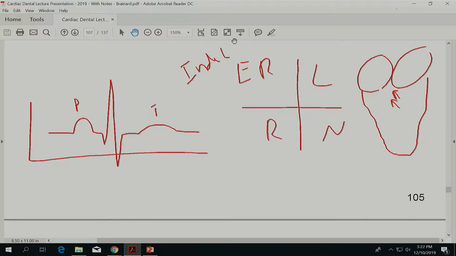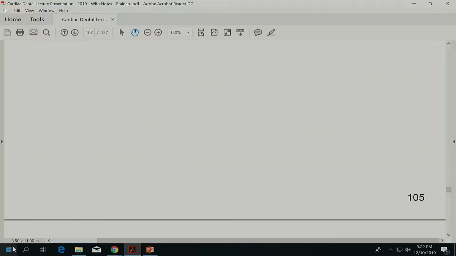Get your mind out of the gutter, y'all. I see y'all smirking over there. I see people smiling. That looks like genitalia.